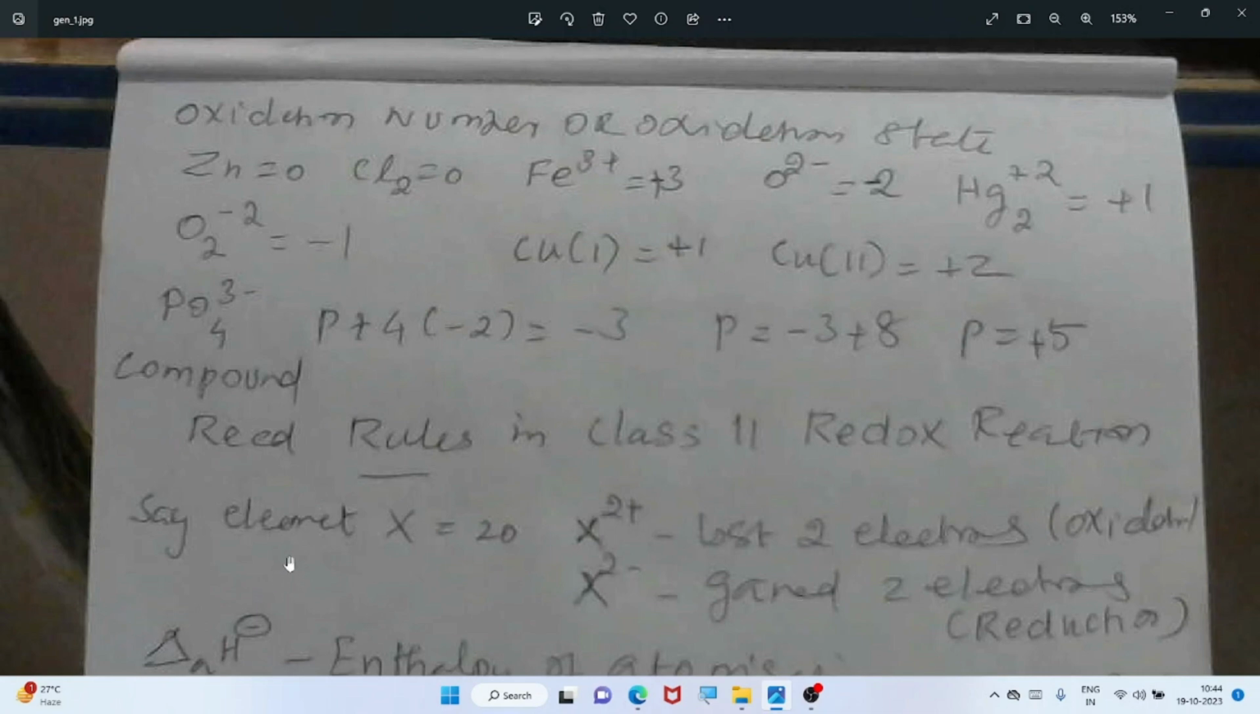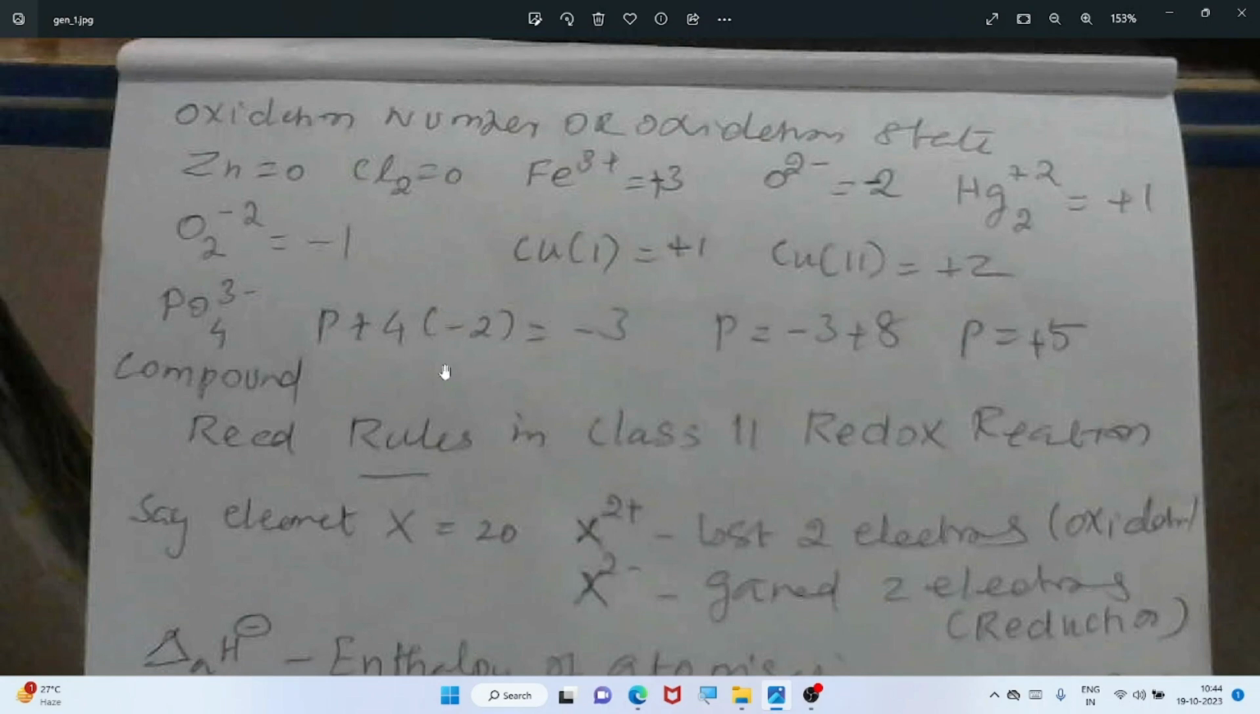Let us say, for example, we take an element X with atomic number 20, and if we say X2+, that means it lost 2 electrons. Losing electrons means oxidation. X2- means it gained 2 electrons, that means reduction. So the oxidation and reduction: losing electron is oxidation, gaining electron is reduction.